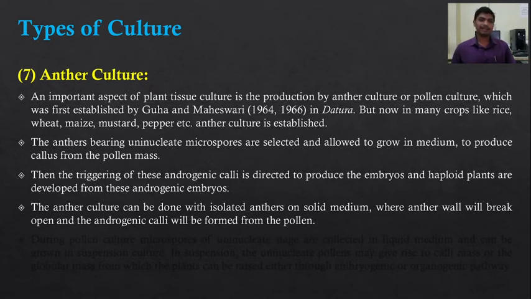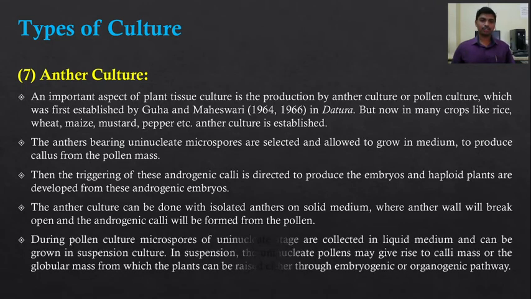The anther culture can be done with isolated anthers on solid medium, where the anther wall will break open and the androgenic callus will form from the pollen. So anther culture has been done by culturing the anther on solid medium, and the androgenic callus will be formed from the pollen. During pollen culture, microspores of uninucleate stage are collected in liquid medium and can be grown in suspension culture. Here we are discussing both anther culture and pollen culture.